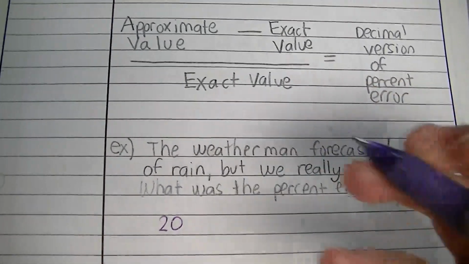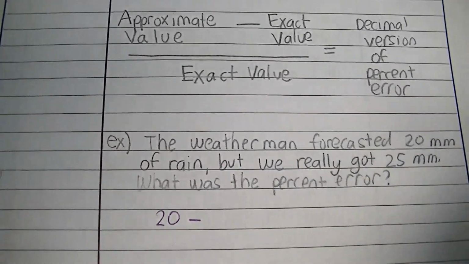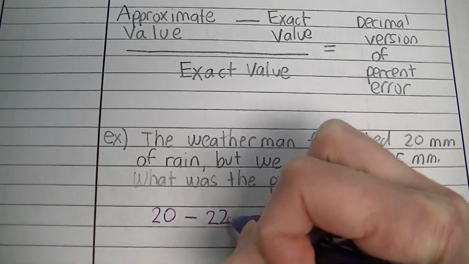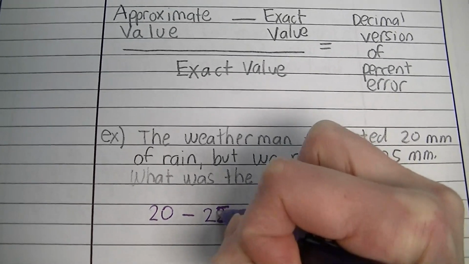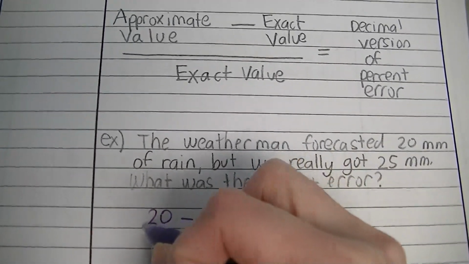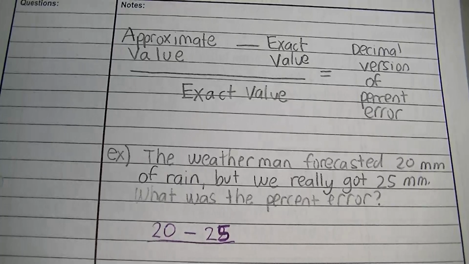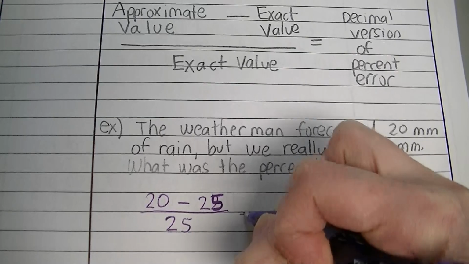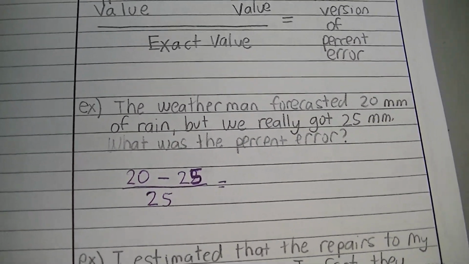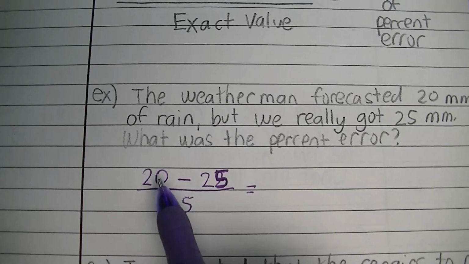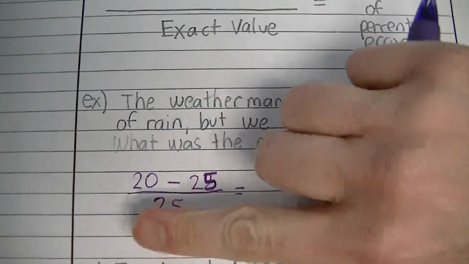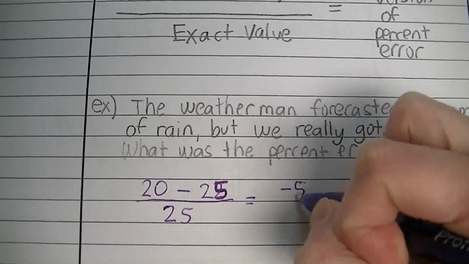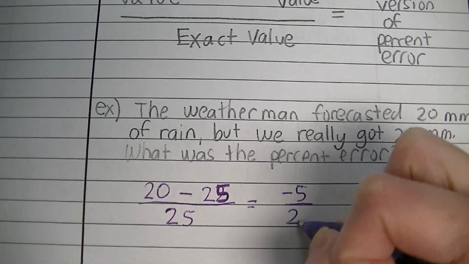And then you're going to subtract the actual value. So what really happened? Well, what really happened is you got 25 millimeters of rain. Okay, and then you're going to divide that value by the exact value, which was 25. That's what really happened, okay? So this is where integers do play a part in getting this as a correct answer. You want to go 20 subtract 25. Well, 20 subtract 25 is negative 5. And then I'm going to keep that right there, over 25.